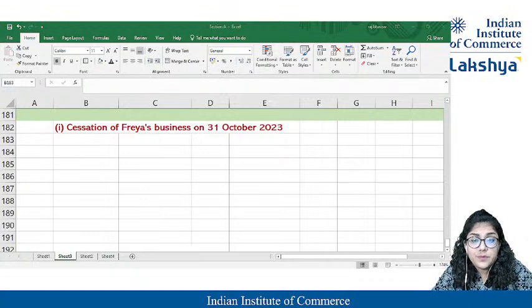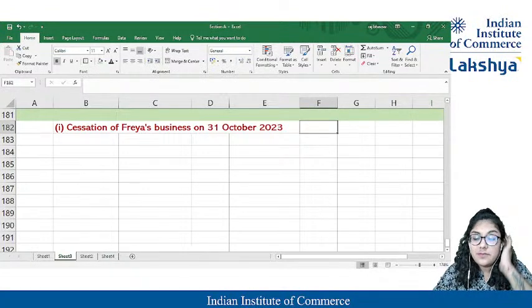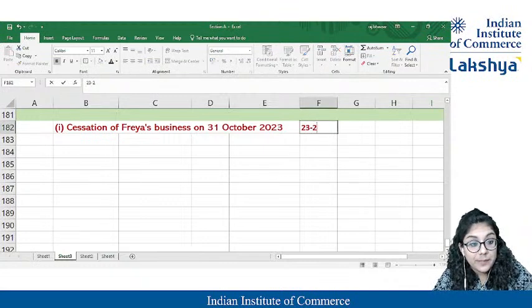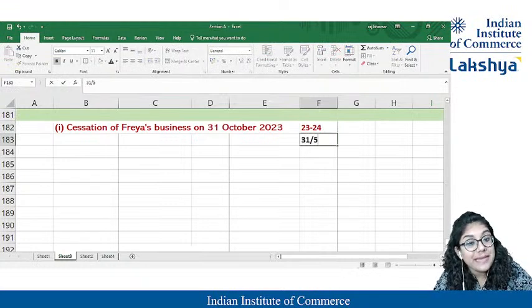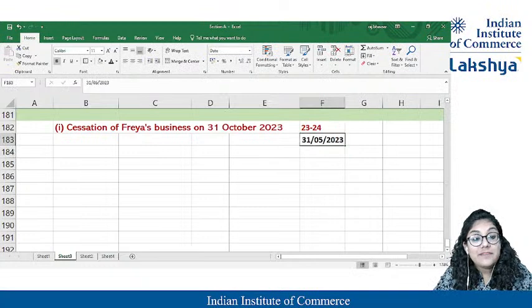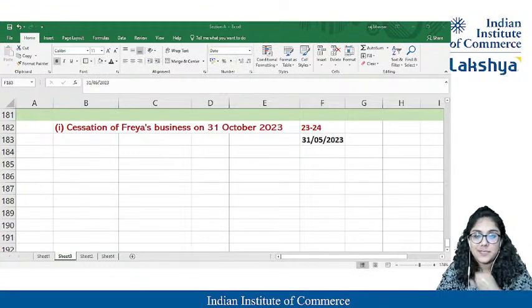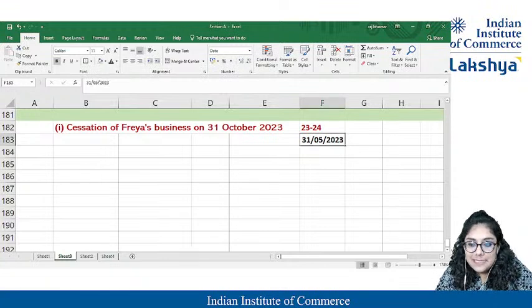Students, for the first, can you tell me what is the financial year, the fiscal year in which the business stopped? It's 23-24, isn't it? My year ends on 31st May 2023, and even that year ends in 23-24. So I have to adjust the tax profits. Okay, so let's make the boxes.